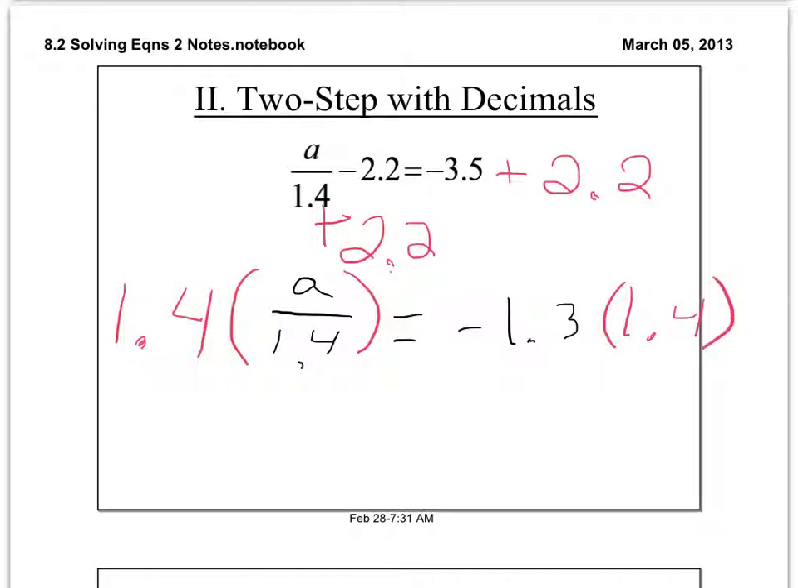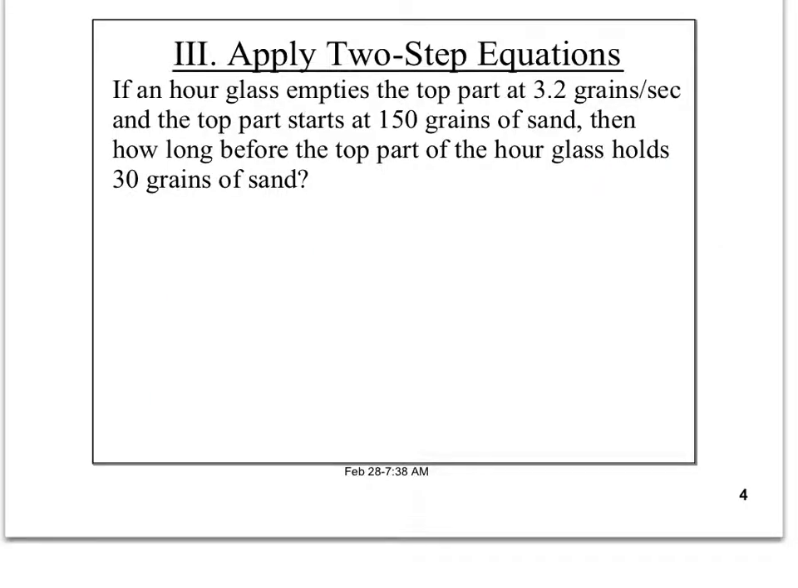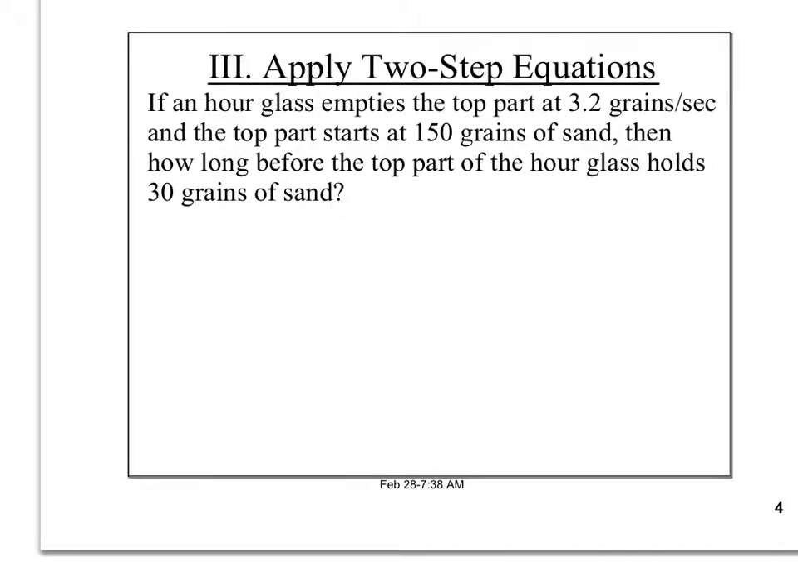So we will cancel 1.4 on both sides there, leaving you with just a equals negative 1.82. So on to your favorite problem solving. First one here. If an hourglass empties the top part of the glass at 3.2 grains per second and the top part starts at 150 grains of sand, how long before the top part of the hourglass holds only 30 grains of sand? Now, as always, you will have an equation, so there's an equal sign.